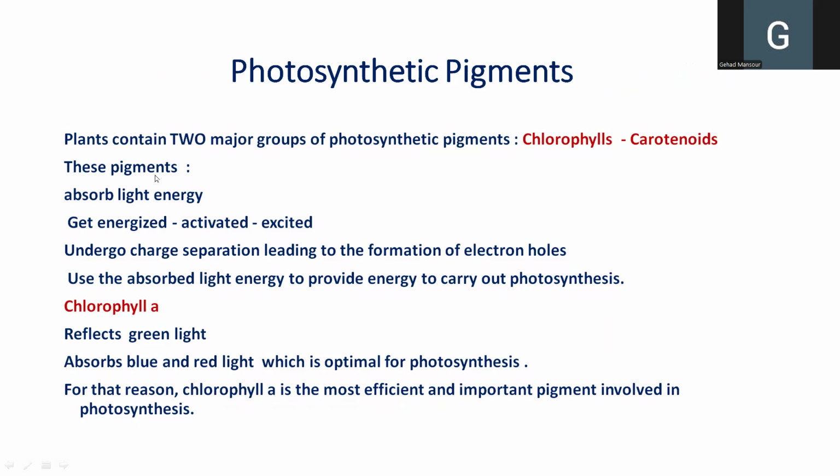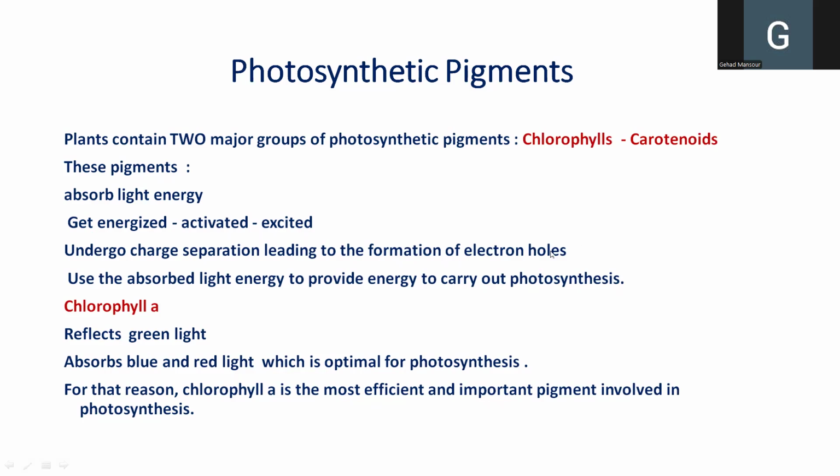However, whether they belong to the main pigment group or to the accessory pigment group, they are able to absorb light energy, and therefore they get energized, they become activated, they become excited. All these are synonymous terms. So what do we mean by being excited? We mean that there will be charge separation, and the charge that will be separated from the molecule of chlorophyll will be an electron. And when the electron leaves the molecule that has been excited, there will be an empty space where there is no electron.